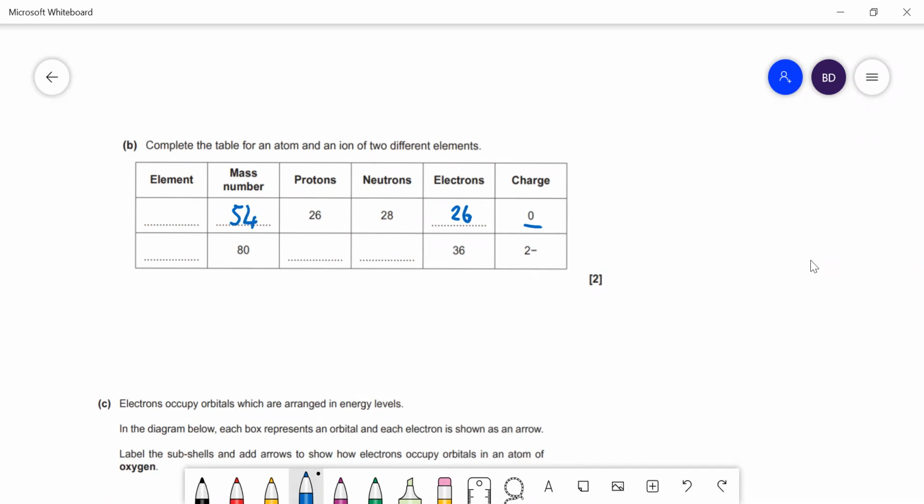Now, which element is it? We can't tell by looking at the mass number. We need to look at the protons, the atomic number. Well, look in your periodic table, the only element with 26 protons, atomic number 26, is iron.